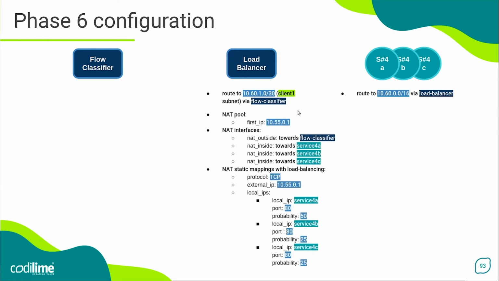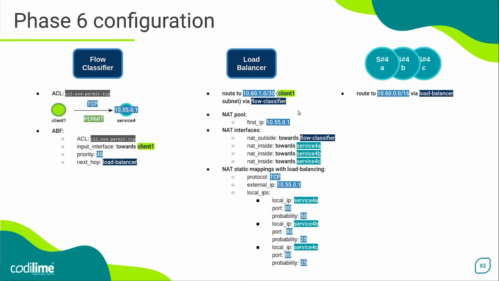Now it's time for the load balancing. Our load balancer works in L4 mode. The load balancing mechanism is provided as an advanced NAT configuration. As before, we need to create a NAT pool and mark the relevant interfaces as NAT inside and NAT outside. We also configure the NAT static mapping. This time, however, we extend the local IPs list to 3 items. Each of them corresponds to the IP address of a given service 4 instance. What's more, for each of them, we also configure the TCP port and the probability expressed in % that it will be elected by the load balancer to handle a given request coming from the client.